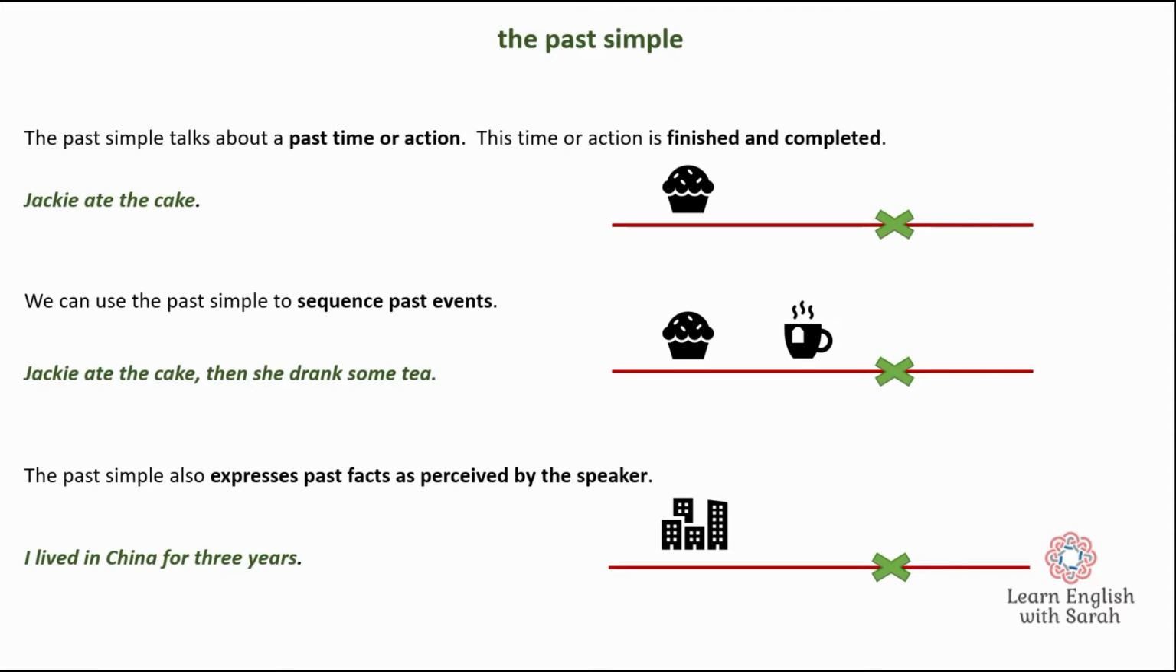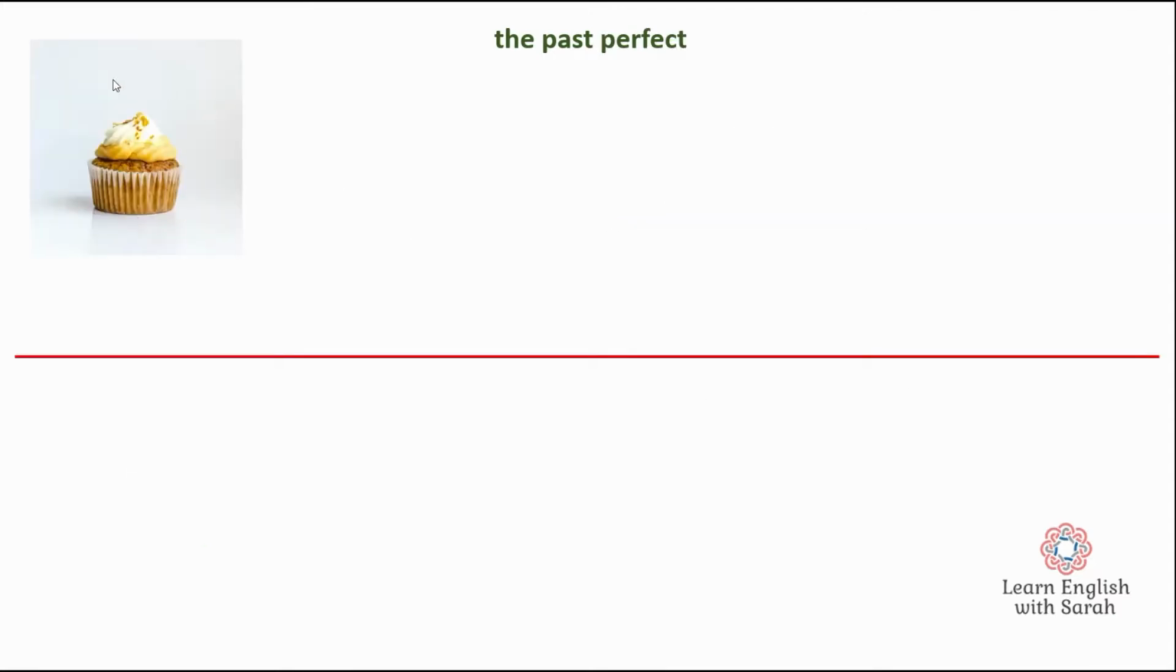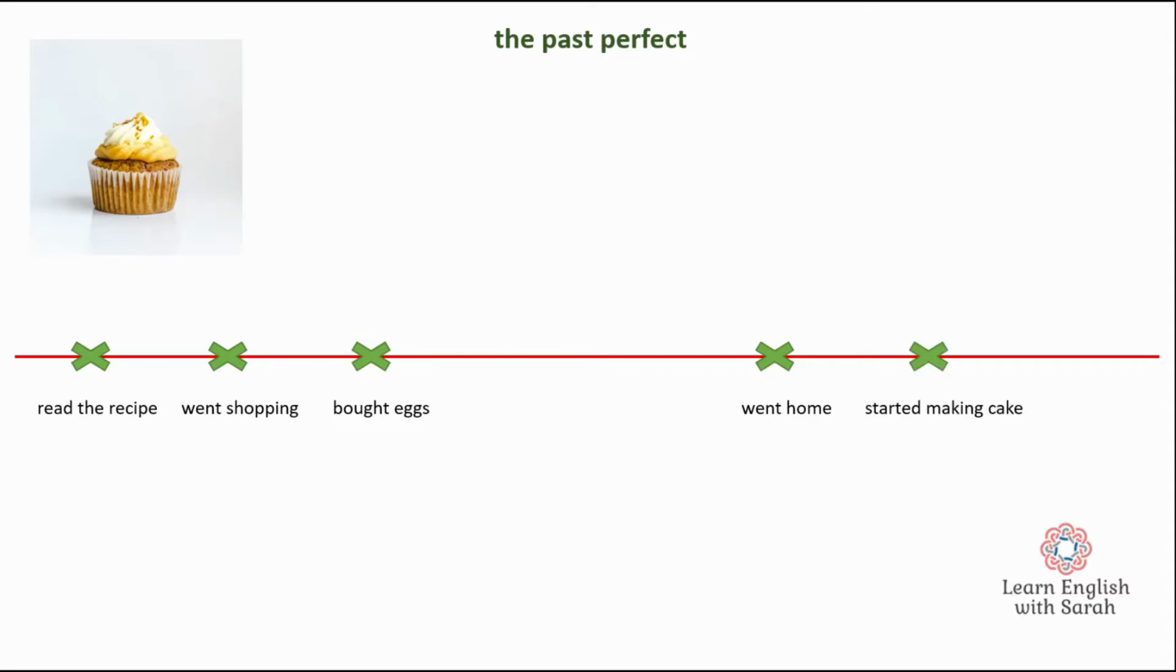So let's move on to the past perfect. Now, one of my hobbies is baking. I love making cakes, and a couple of weeks ago I decided to make some banana muffins. So, firstly, I read the recipe. Then I went shopping. I bought some eggs, and then I went home with my eggs. I started making my banana cakes, and then I realized I had forgotten to buy flour. And of course, you can't make a cake if you don't have flour.